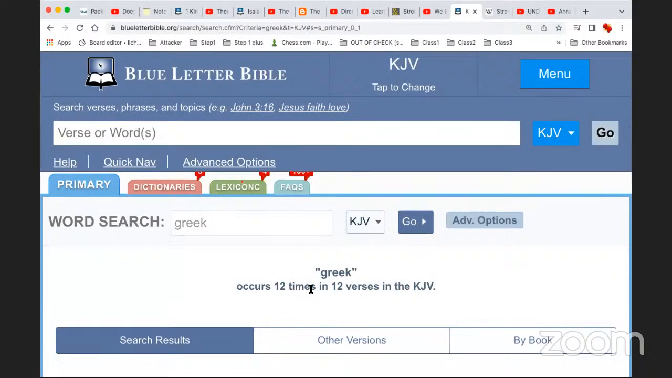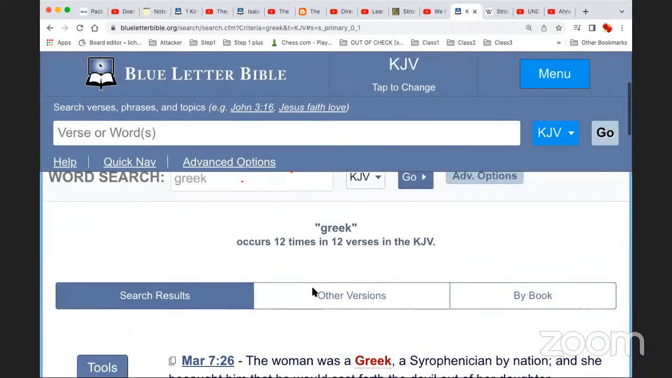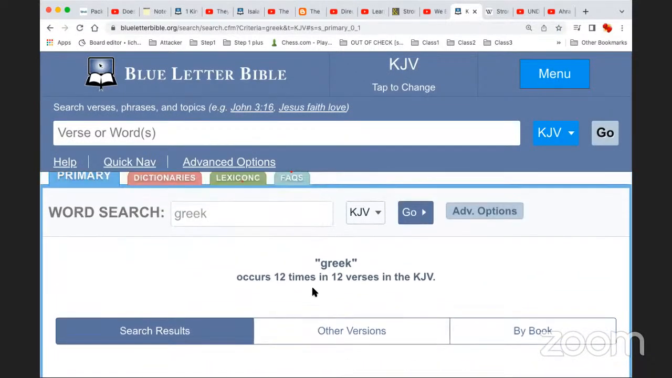Okay, so it's used 12 times. And he's saying 2 out of the 12 is talking about the Syrophoenician woman, the Canaanite woman. He's saying the other 10 times it's only talking about Israelites. So there are no people of Greece in the New Testament.